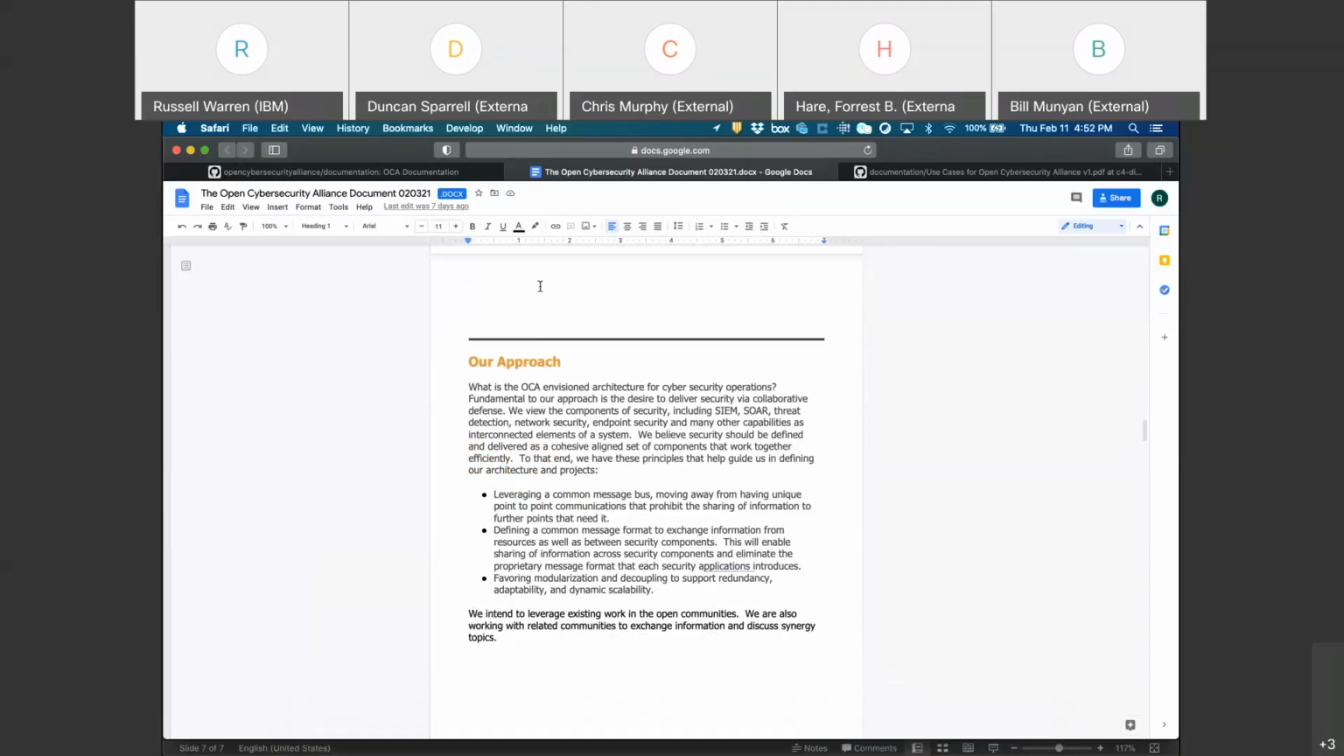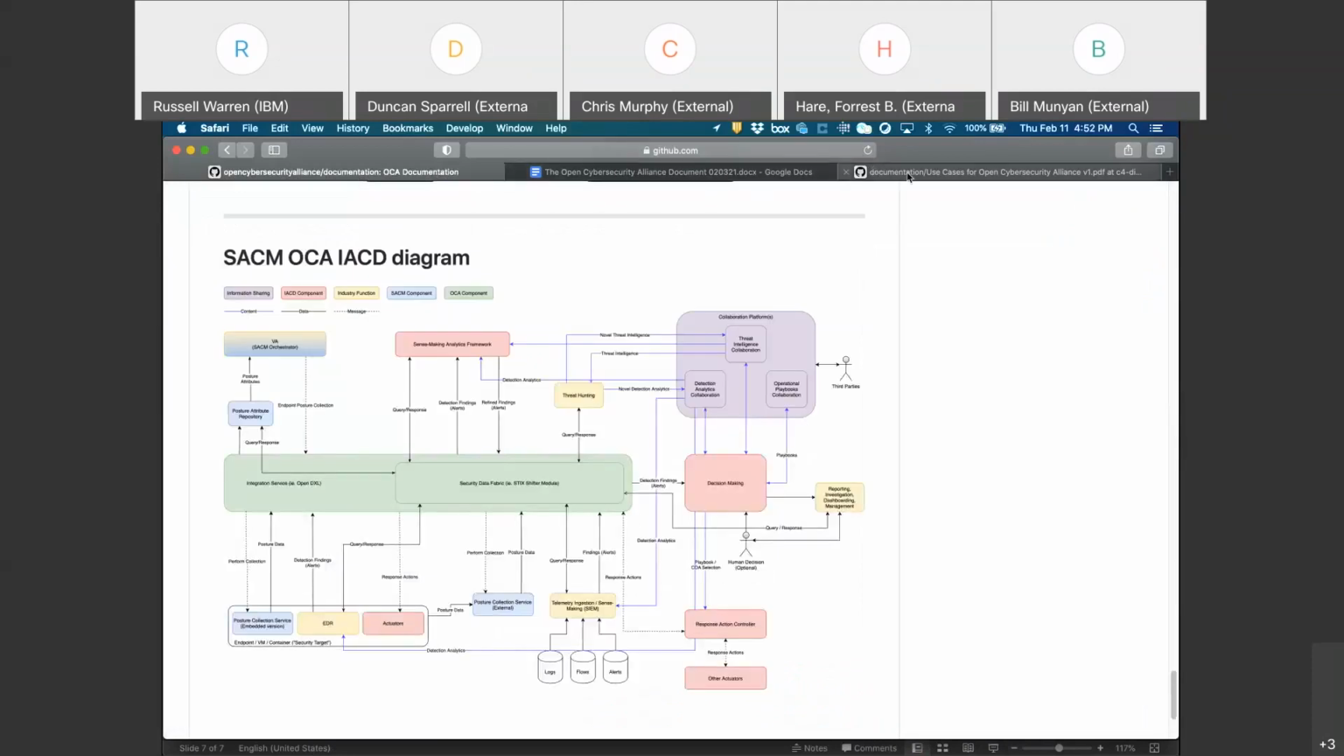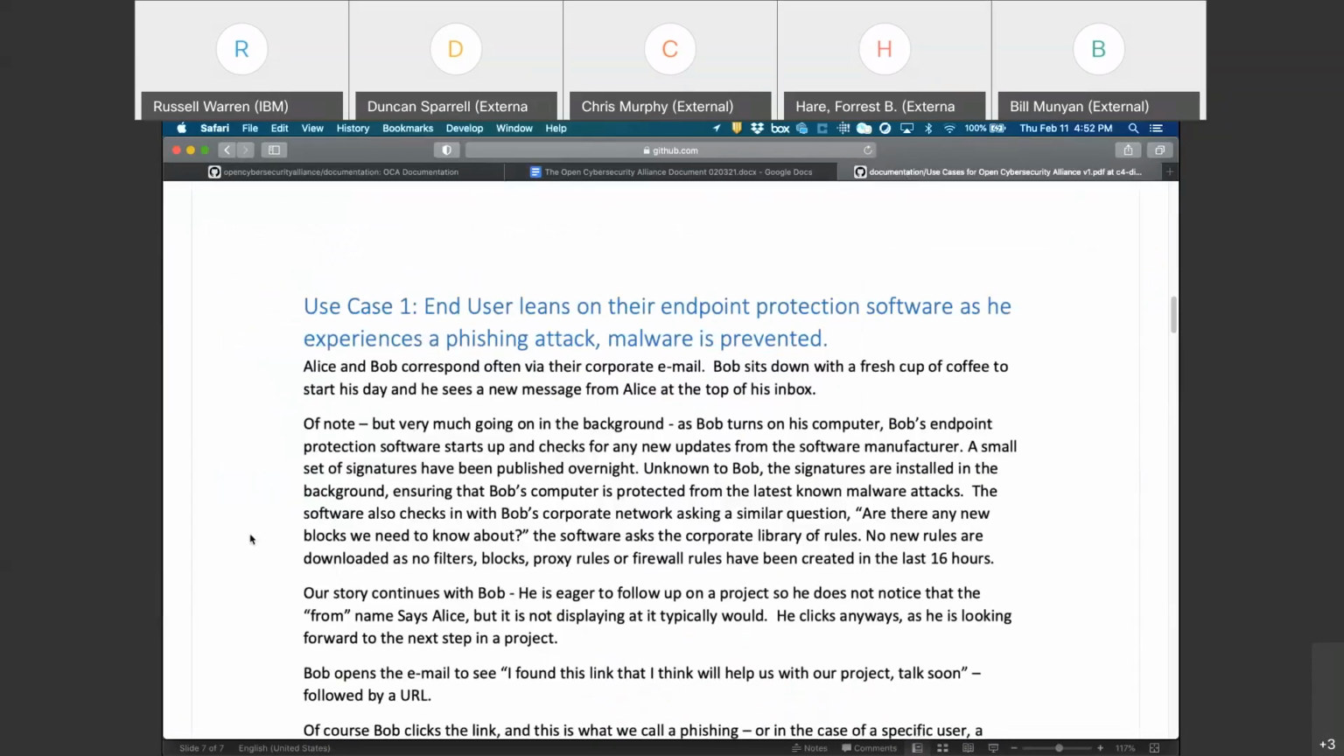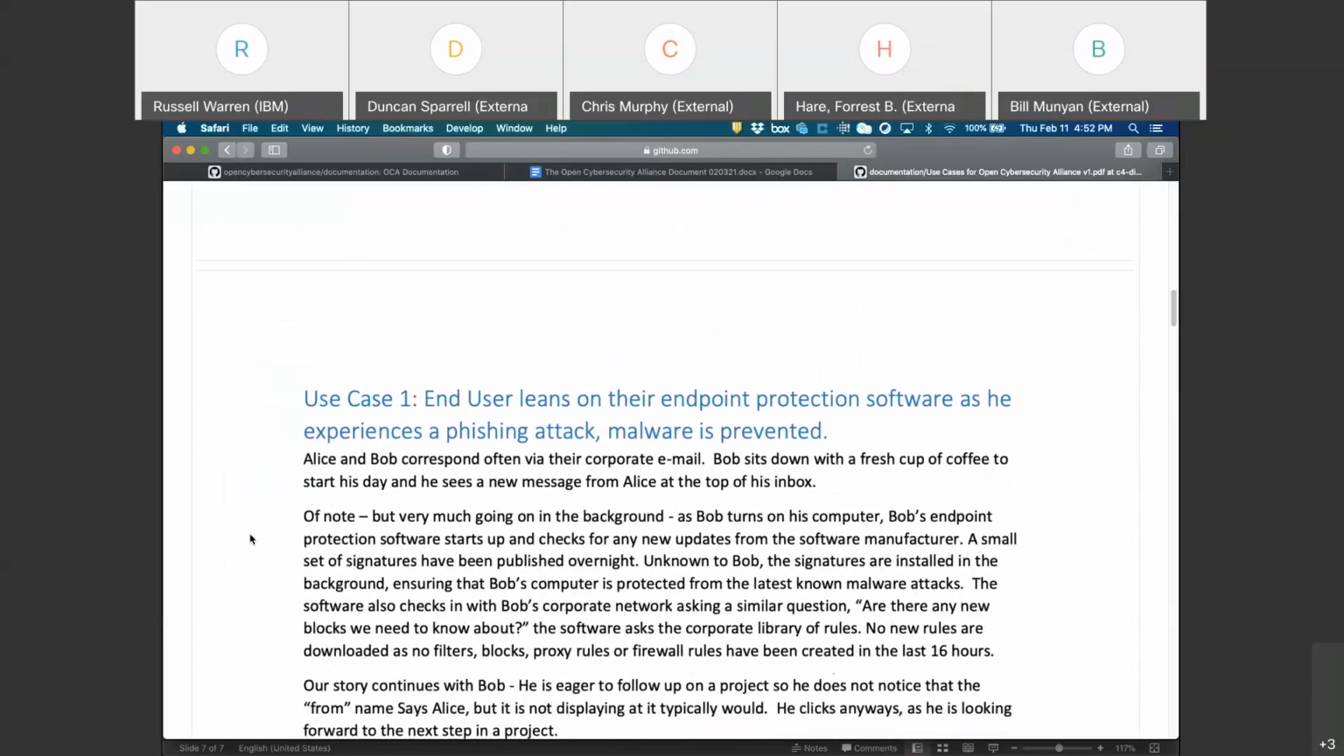The next thing I want to talk about is our use cases. Now, if you guys remember, Doug Austin did this. He's got 3 use cases out here.